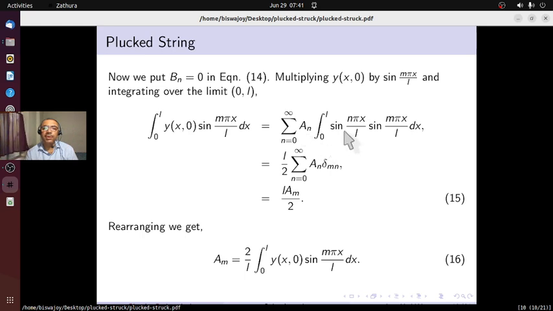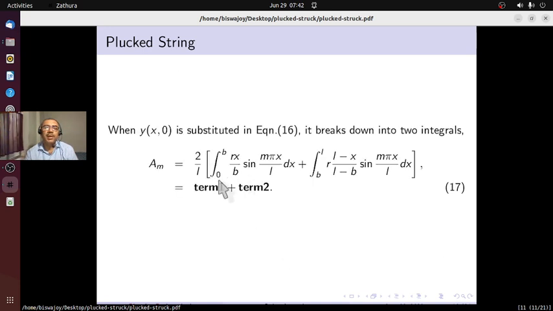We have to use the orthogonality of the functions sin(m pi x by L) and sin(n pi x by L), where m and n are in general different. So using the orthogonality, we find out am. So am becomes 2 by L integral from 0 to L of y(x,0) sin(m pi x by L) dx. Now we have to put y(x,0) here, that is the displacement at time t equal to 0.